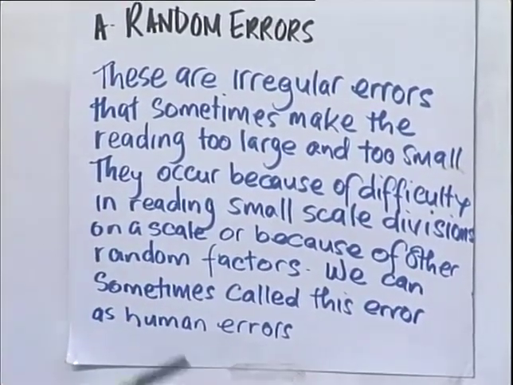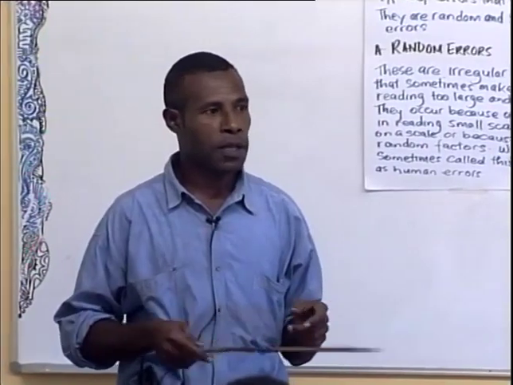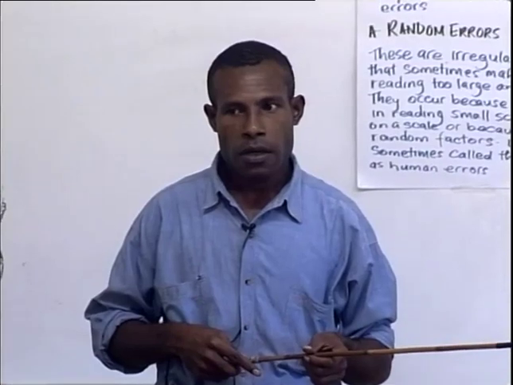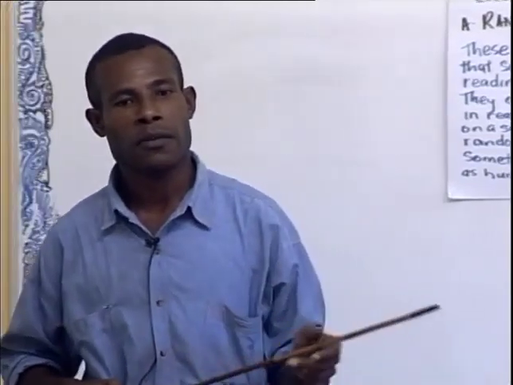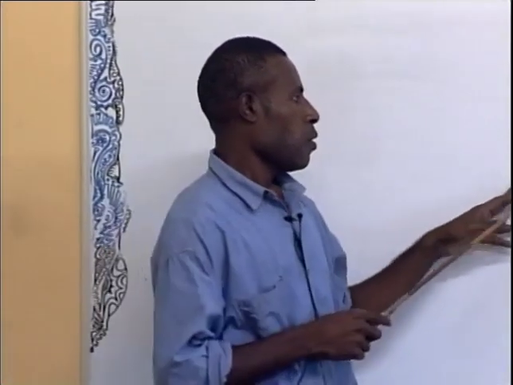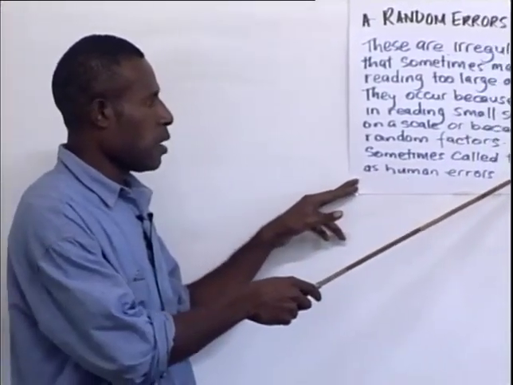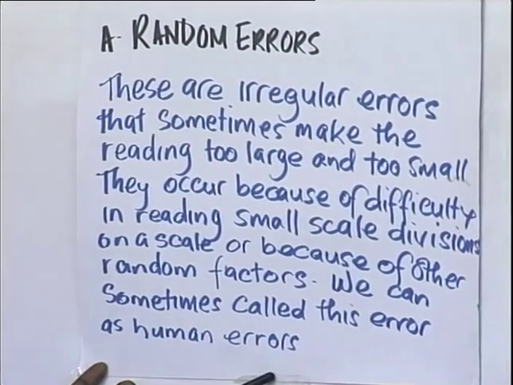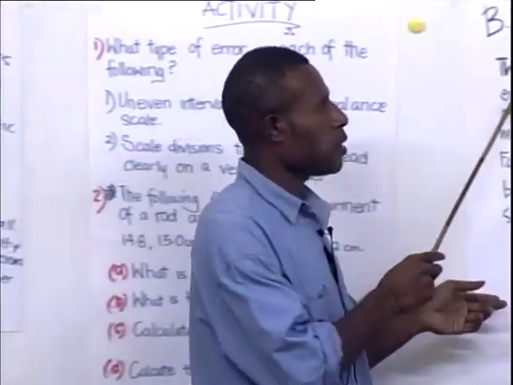For example, if you have a ruler that is made for the temperate region and you take that ruler to, let's say, the tropics, it will have to expand because the ruler is made of metal. So the grading should be either too large or too small. This is also another random factor. Sometimes we call these errors human errors. Now the next type of error is simply the systematic error.